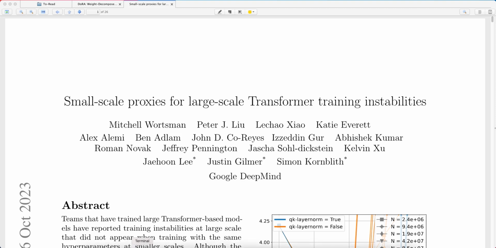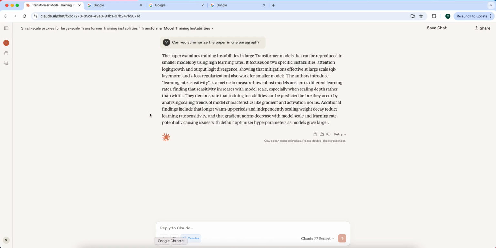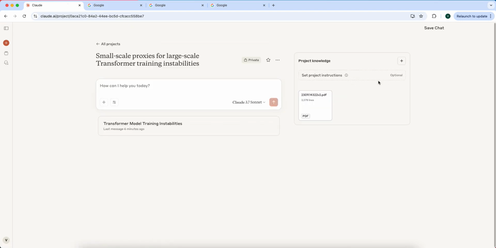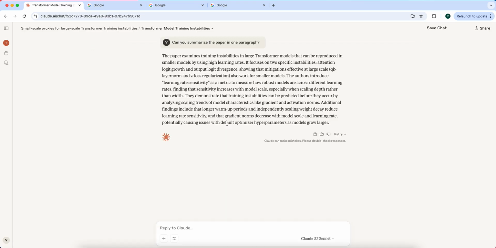And as I've been doing in these paper reading videos, I also have Claude open, and I've provided the paper as context in the project knowledge for Claude. I'm going to start out by asking Claude to summarize in one paragraph what this paper is about.